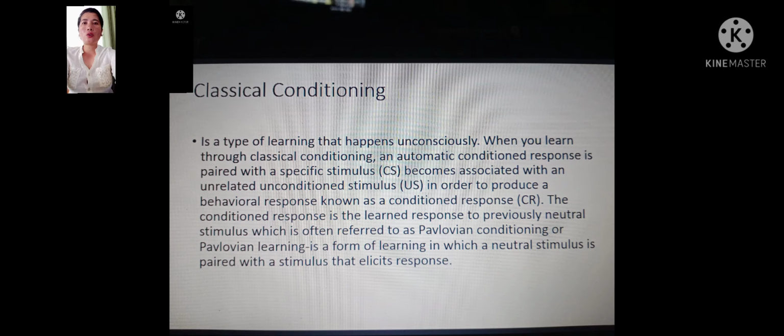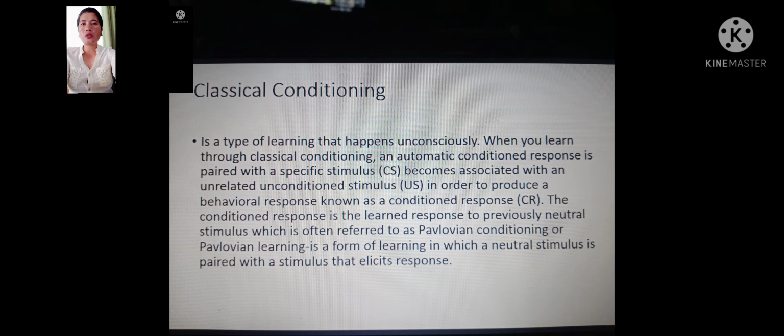So the learning theories, first one we have is classical conditioning. Classical conditioning is a type of learning that happens unconsciously. When you learn through classical conditioning, an automatic conditioned response is paired with a specific stimulus or CS, which becomes associated with an unrelated unconditioned stimulus or US.